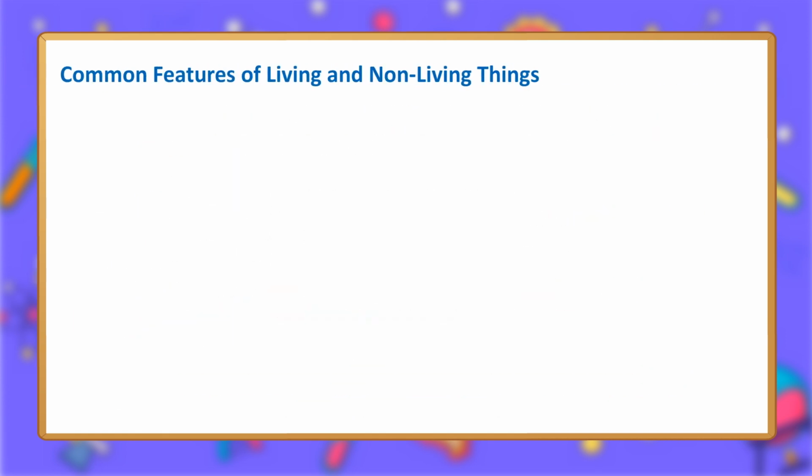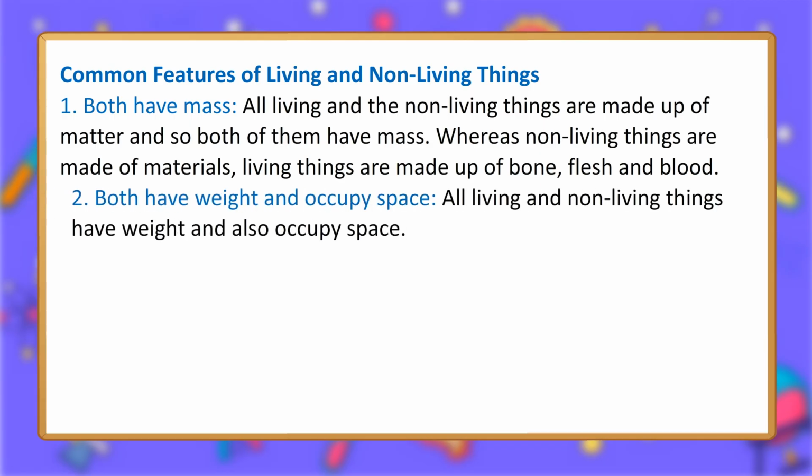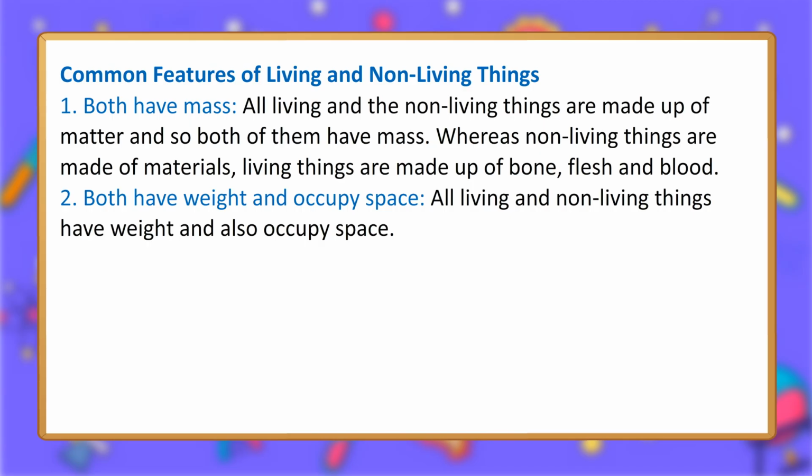Common features of living and non-living things. One, both have mass. All living and the non-living things are made up of matter and so both of them have mass. Whereas non-living things are made of materials, living things are made up of bone, flesh and blood. Two, both have weight and occupy space. All living and non-living things have weight and also occupy space.